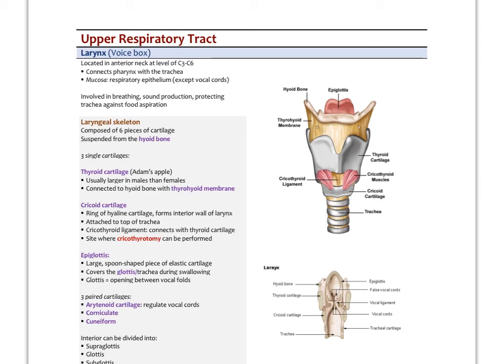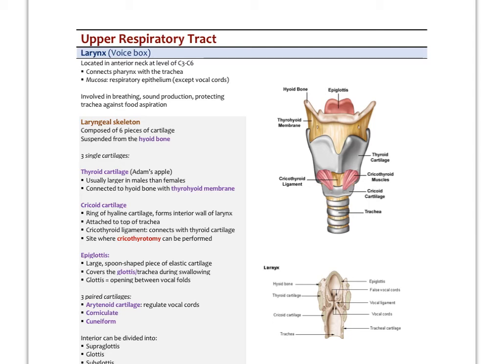So going past the laryngopharynx, we enter the voice box, the larynx. And this is at the anterior neck at the level of C3 to C6, cervical layers C3 to C6. And it connects the pharynx with the trachea. Except for the vocal cord region, this area is lined in respiratory epithelium. This is involved in breathing, of course, but also sound production and protecting the trachea against food aspiration.